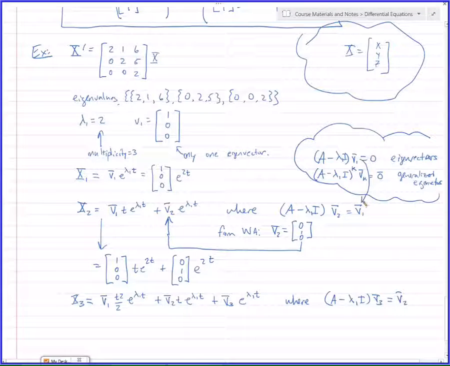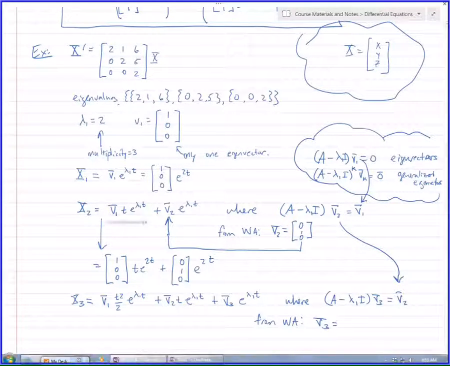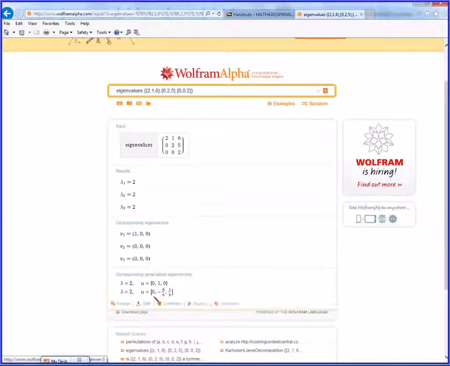So notice how the v1 shows up here, and now the v2 shows up here. And if you kept going, if you had a 4 by 4, the next one would be one term longer for your x4, and then you'd have A minus lambda I times v4 equals v3. And now we know what v3 is, so then you'd solve for v4. In this case, we're only at 3, so we stop here. And again, from Wolfram Alpha, we get that v3 is 0, negative 6/5, and 1/5.